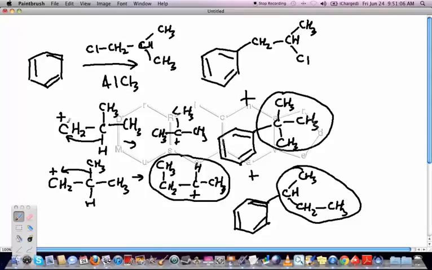So we've got this one where the positive charge is here, that will lead to this product. This one where the positive charge is on the tertiary carbon, that leads to this product. And here the positive charge is on the second carbon, and that's what leads to this product.